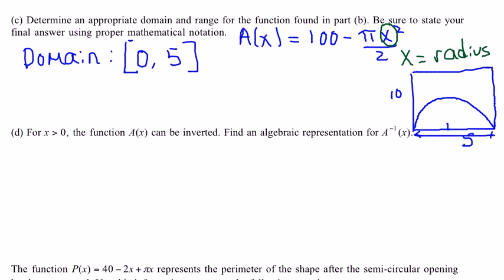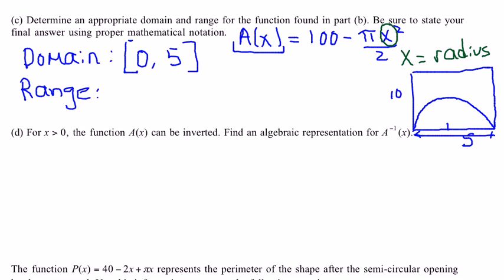Therefore, my domain has to be values of x, or radius, between 0, when I have removed no semicircular piece, to the largest semicircular piece that I could actually remove, which is one of a radius of 5. Okay, so that's the domain of this function. Likewise, let's look at the range.